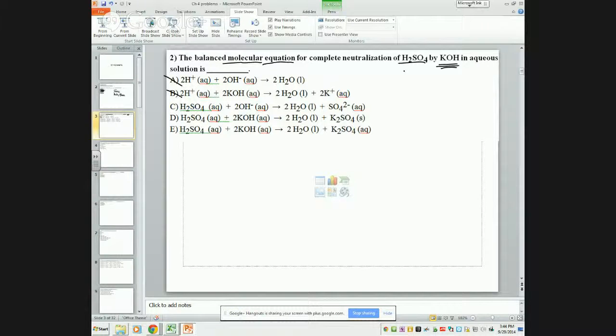And now we got to look, all right, well, what are we going to end up with? Well, here, that's an acid and a base. So we should definitely end up with water. All right, well, that's narrowed it down. Well, we're going to get water and a salt. So we take a look. We're going to get choice E.